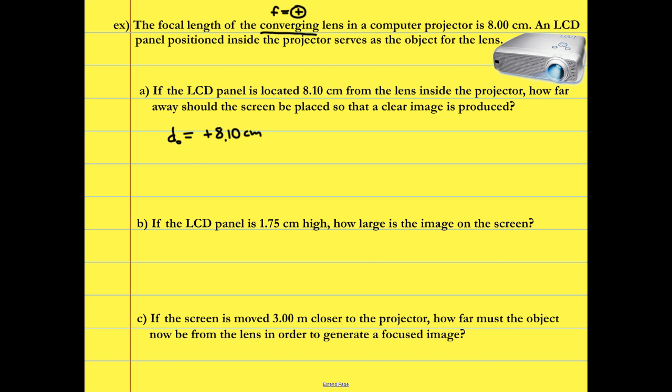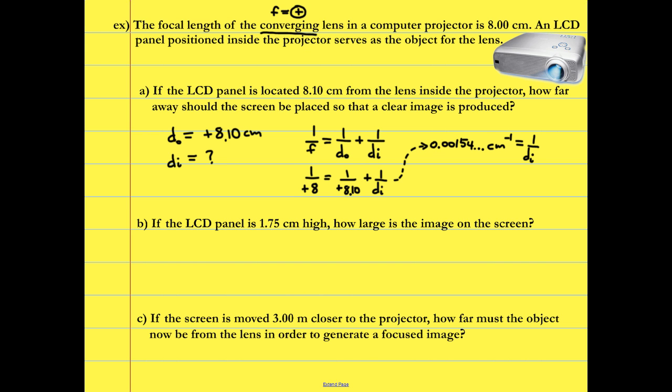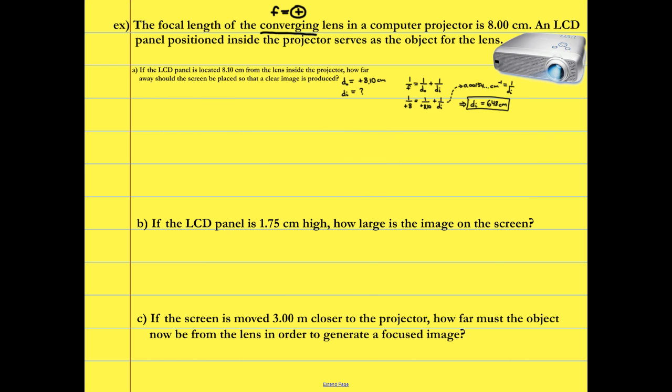So we have the object distance is given to us. The image distance is what we want to find out. So we'll start with the lens equation and plug in what we know. So positive 8 is the focal length, 8.10 is the object distance, and we want to find the image distance. Subtract 1 over 8.10 from both sides, giving us 0.00154 on the left. We'll invert both sides of this equation, and that'll give us the image distance, which is 648 centimeters.